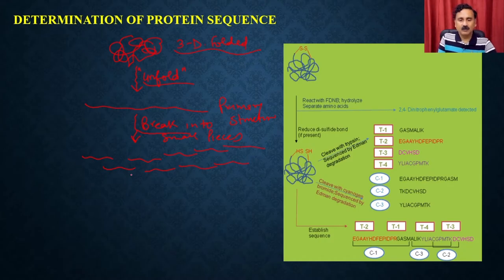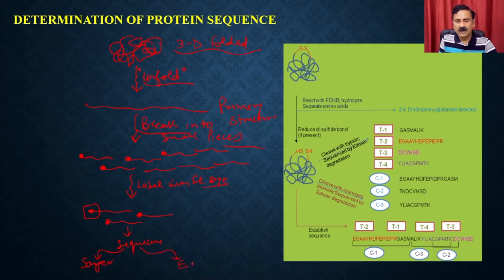Then you are going to label the termini, or the terminal amino acids. You label the terminal amino acid in this way, with a fluorescent dye, and then you do the sequencing and identify that labeled amino acid. That sequencing you can do by two methods: you can use Sanger's method, or you can use the Edman degradation method. This is what is shown here.